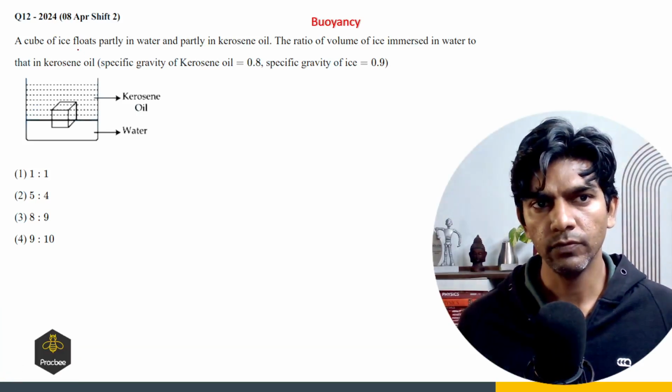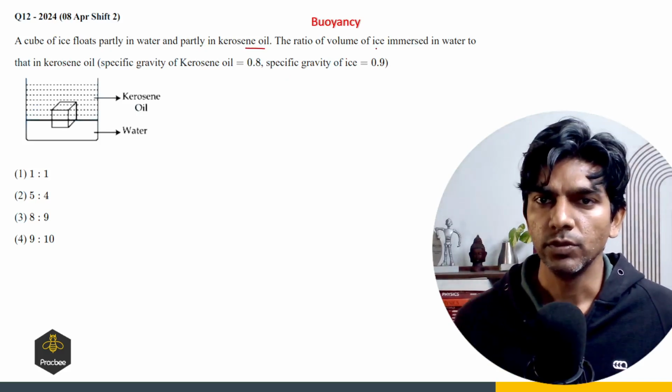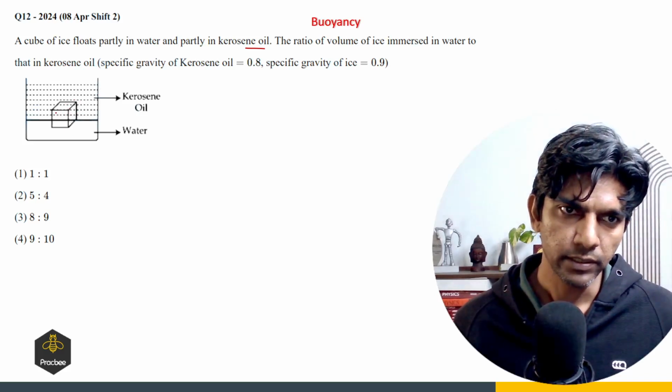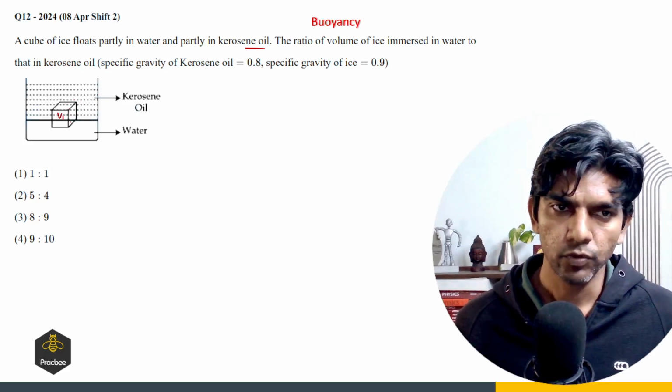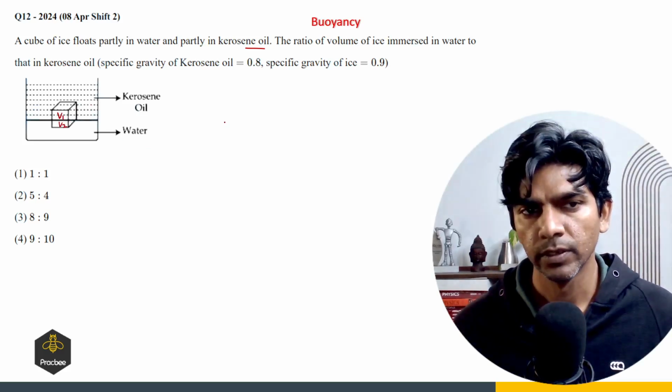So a cube of ice floats partially in water, partially in kerosene oil. The ratio of the volume of ice immersed in water to that in kerosene oil. So we have to find the ratio. Let us say V1 volume of the cube is in kerosene oil and V2 volume is in water.